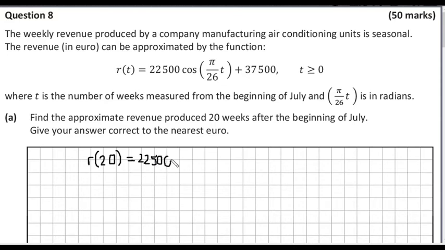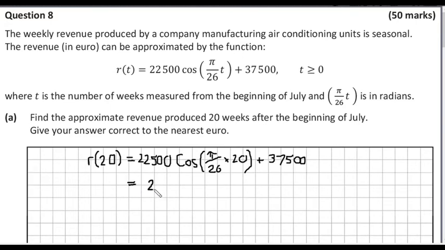22,500 cos of 20 pi over 26 by 20. So let's say multiply that by 20 plus then 37,500. And really this can be typed into the calculator in one go. But if you're typing this into the calculator in one go, make sure that your calculator is in radian mode. So when we put that into the calculator, making sure the calculator is in radian mode, rounded to the nearest cent, you're going to get this.